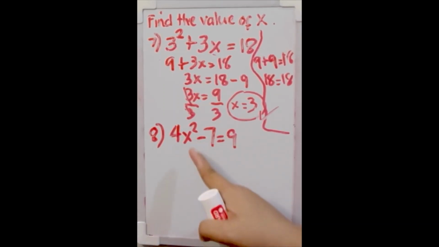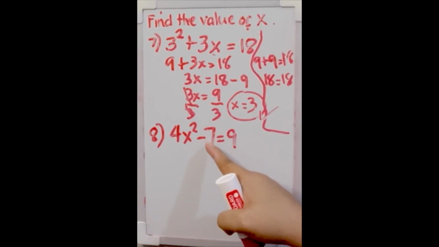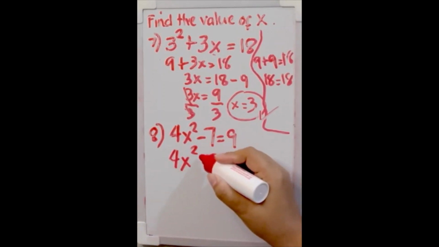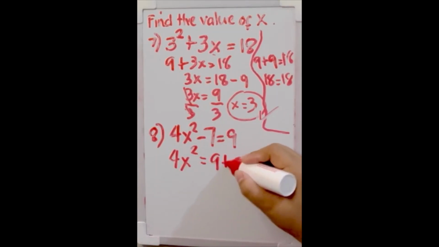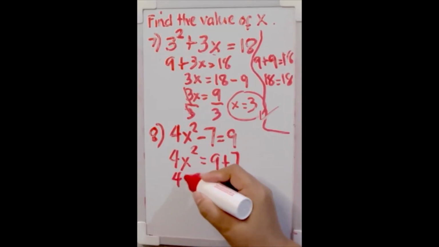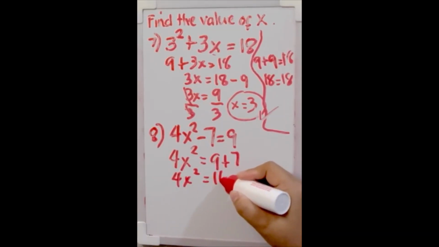So this time you have x squared, not just x. So we will need to transfer first 7 to the other side of the equation. So 4x squared is equal to 9. So negative 7 will become positive 7 here. So next, 4x squared equals 9 plus 7, this is 16.